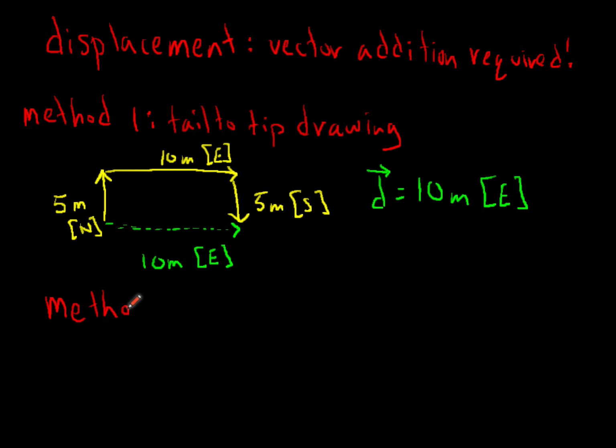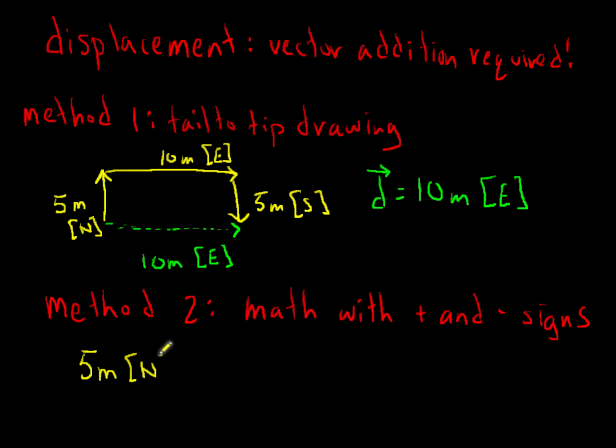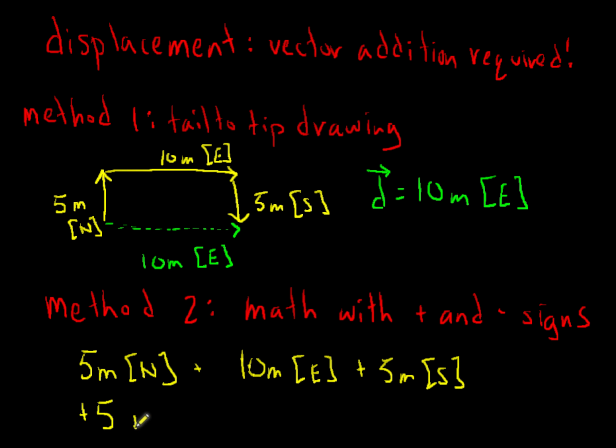Method 2 is when we do math with the plus or minus signs. To do this, we write out the vectors, adding them together: 5 meters north plus 10 meters east plus 5 meters south. And then we convert these directions into plus and minus signs.